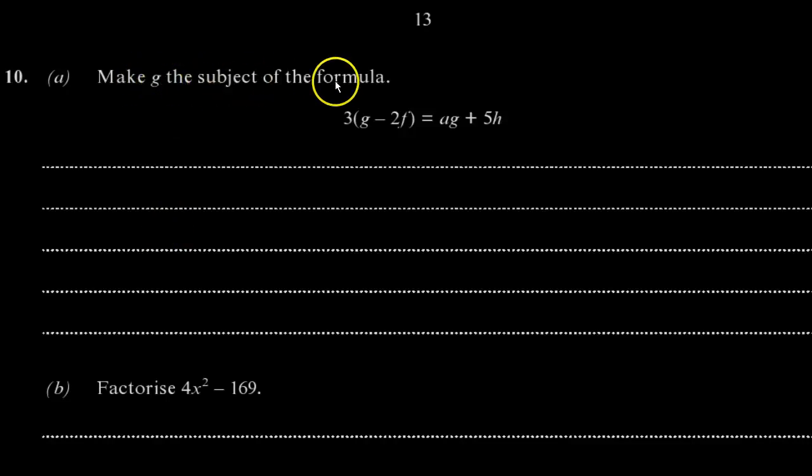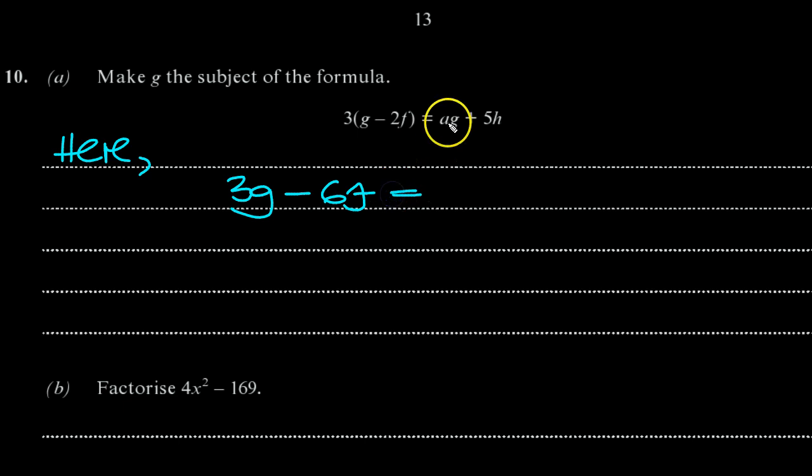Make G the subject of the formula 3 brackets G minus 2F equals AG plus 5H. So let's have a go at this then. Let's expand the bracket first. So 3G is what we have here, don't we? So it's 3G, and then expand the bracket, so it's 3 times the minus 2F, which is minus 6 lots of F, isn't it? Is equal to A lots of G plus 5H.